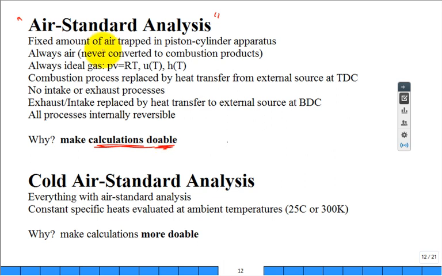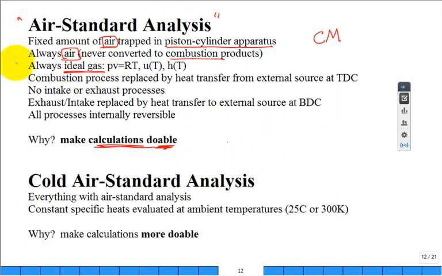So we focus on a fixed amount of air that's trapped in the piston cylinder. Already it's trapped. You can think about it. You're going to do a closed system analysis, a control mass analysis, not an open system. All right? So it's trapped in a piston cylinder. It's always air. There's never converted because of the combustion to CO2 and water vapor. It's just always air. And it always behaves as an ideal gas.